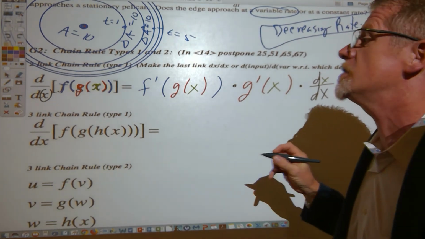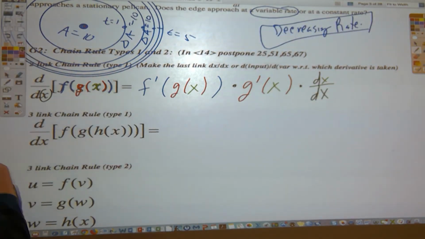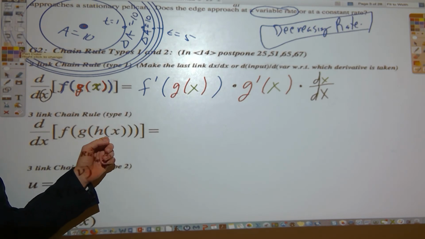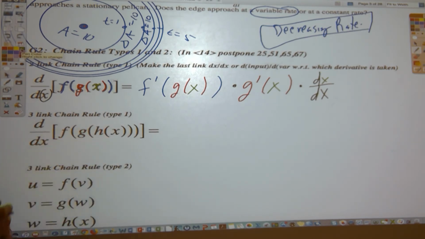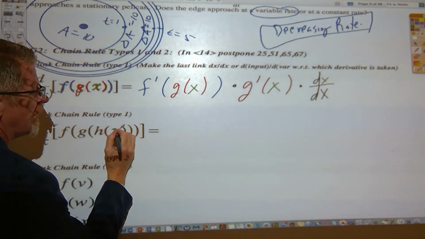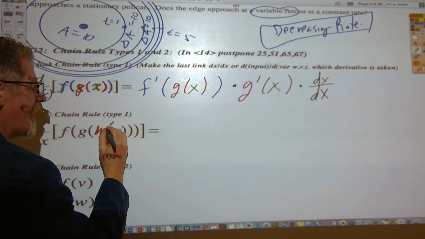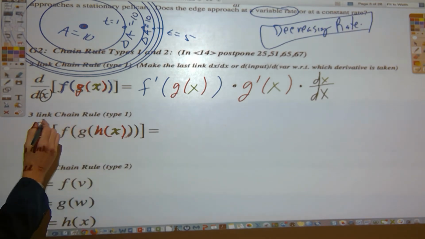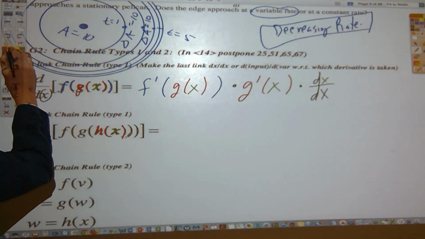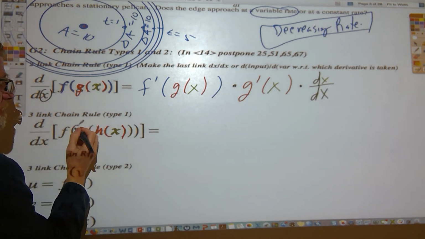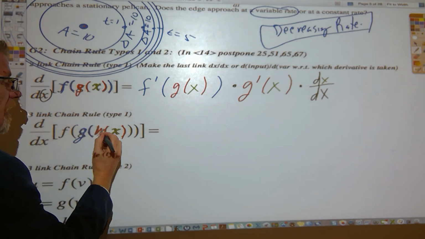Now we have to add another color. What if there's 3 nests? The H nest, the G nest, the F nest, and an egg. Color the egg green. H is now the ham. H of. G is now the blue hot dog bun. So it's like G of.